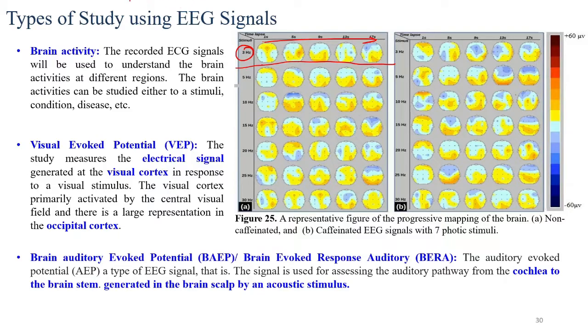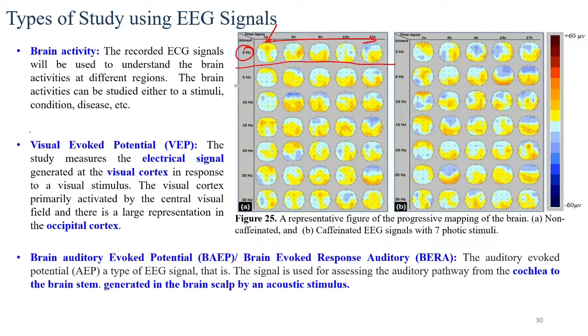So what are these things? These are basically the amplitudes. This is called brain mapping, and you can record the brain mapping with respect to time. When you give a stimulus, this brain mapping helps you understand which part of the brain has been activated the most.